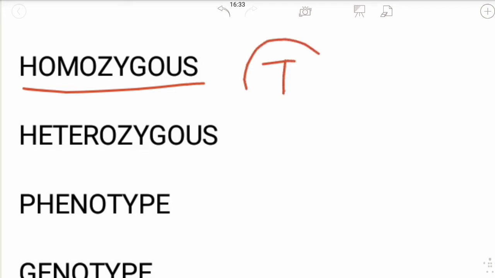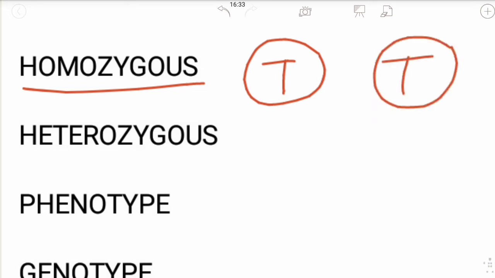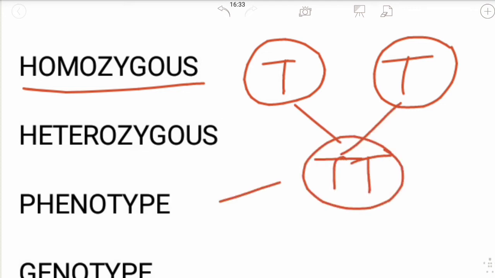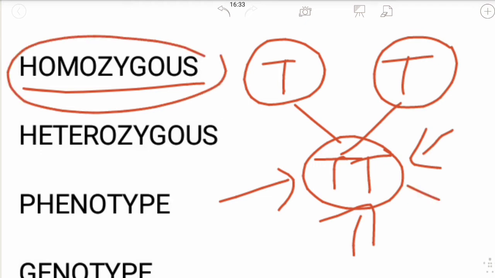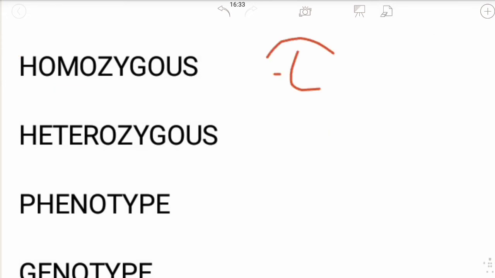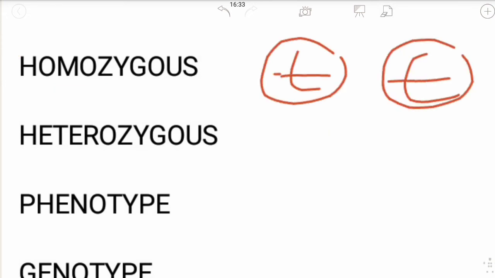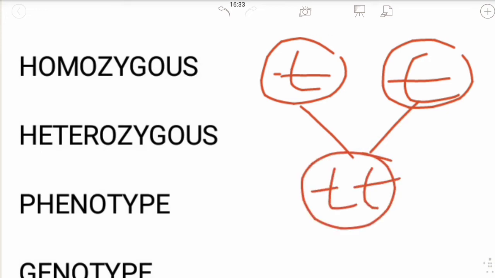Consider this capital T is coming from mother and this capital T, meaning tallness, is coming from father. When they both combine, they get capital T, capital T. What is capital T? These are alleles. Alleles are same here. So what happens here? Two identical alleles of the same gene are formed. Then it is called homozygous. Means we have got the same TT. If small t and small t combined, small t small t would be formed. Same alleles, two identical alleles of the same gene would be formed. Then it is called homozygous.